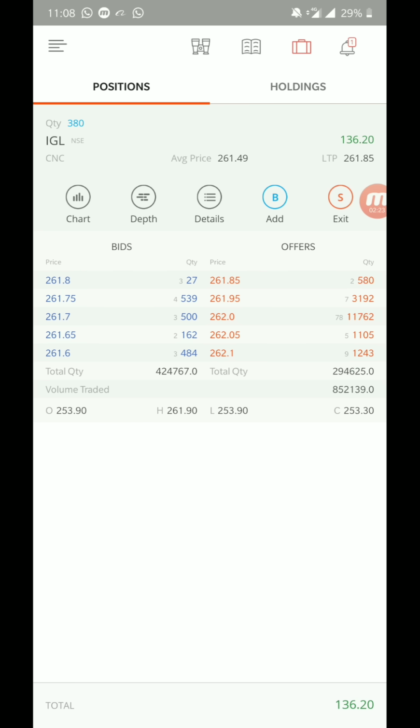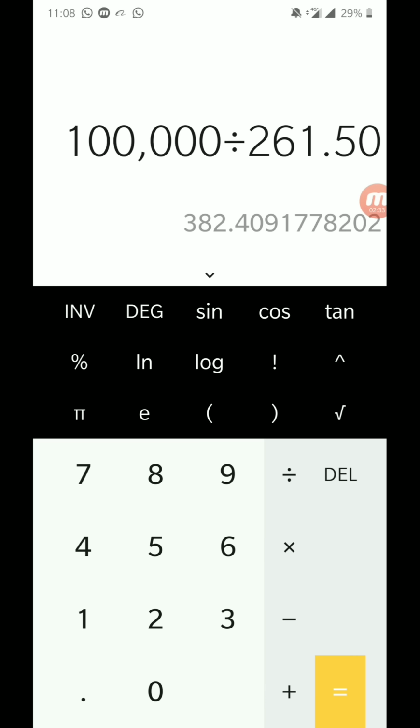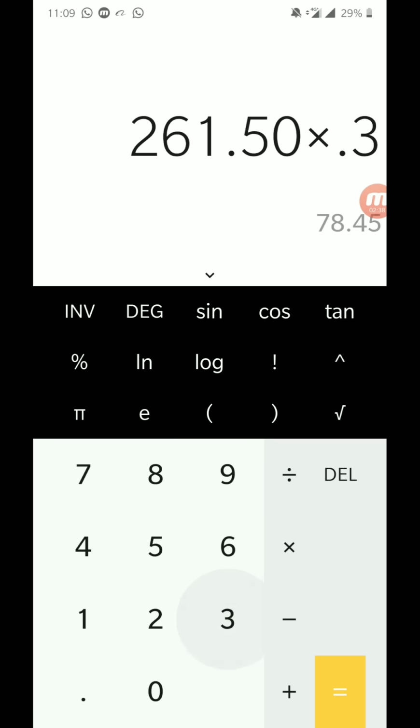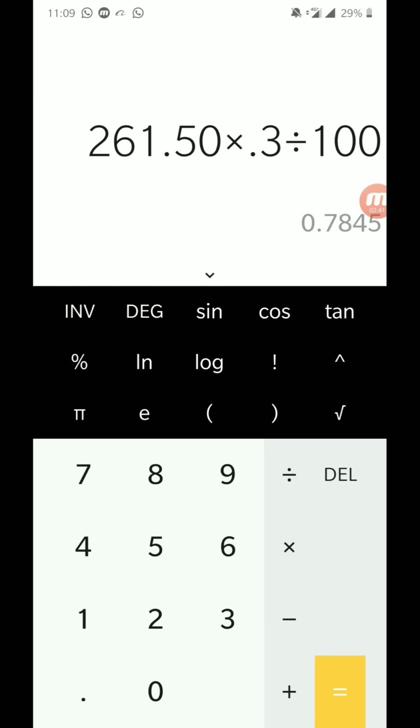And we bought the stock at 261.49. So 261.95 is the present value. 261.50 I would say into 0.3 divided by 100. So 80 paisa is minimum 0.3%, but considering this is not a margin order where I'm going to consider 0.3%, in case the stock will not hit the target for the day, or if it is negative against us, then I will wait for the next day.